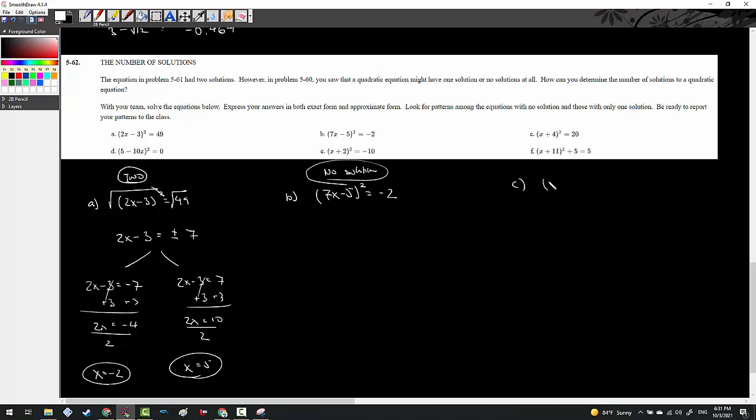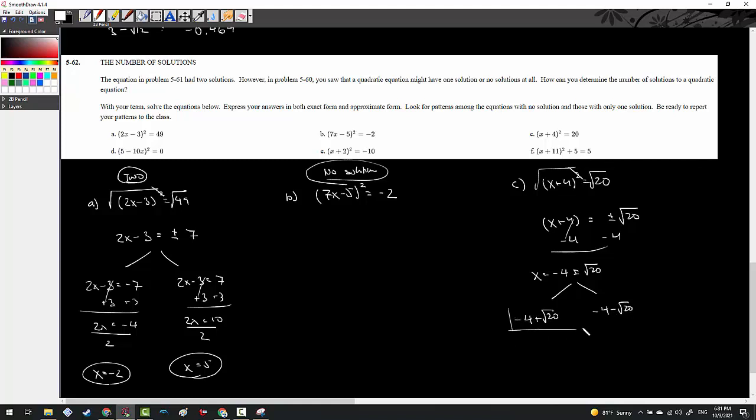And then in C, we got x plus 4 squared is equal to 20. I see no issue in square rooting either side, so I get x plus 4 is equal to, again, I took the square root of an equation, right? The looking inside method necessitates a plus or minus rad 20. So I'll go ahead and subtract 4 from either side, and I get x equals negative 4 plus or minus rad 20, which then can be split up as negative 4 plus rad 20, negative 4 minus rad 20. So again, two solutions here.